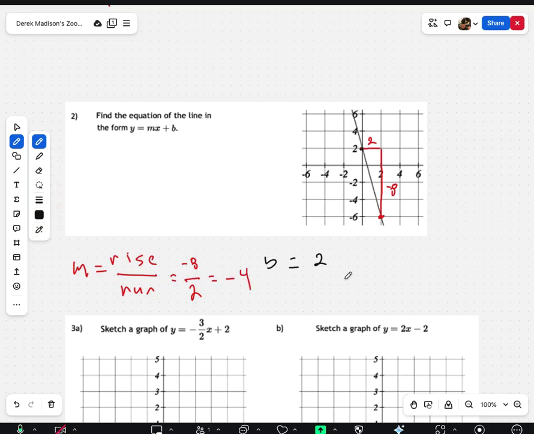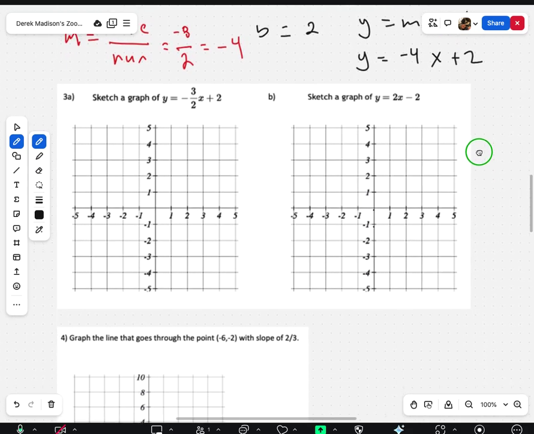And then once I have those two things, my slope and my y-intercept, writing the equation of the line is really straightforward. We just have y = mx + b. And so it'd be y = -4x + 2.